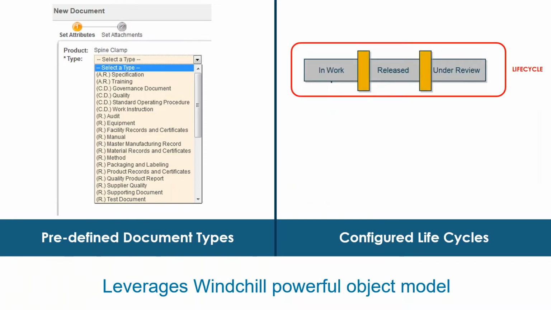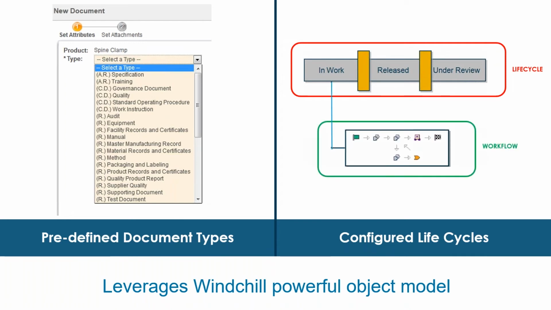So with each document type, there's an associated lifecycle. And this lifecycle is controlled by a workflow. Now, like I said, Windchill has these out-of-the-box lifecycles and workflows, but also they can be modified to meet specific needs that anyone may have.